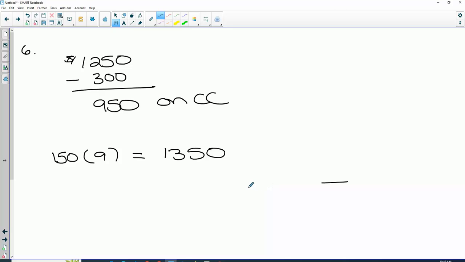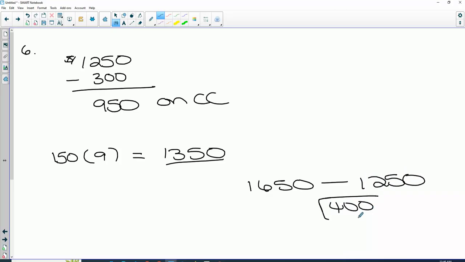So how much did he end up paying? He paid $1,350 for the credit card, but how much had he already paid for our violin? So overall, he ended up paying $1,650, and it originally only cost $1,250. So when you subtract those, you get the $400.